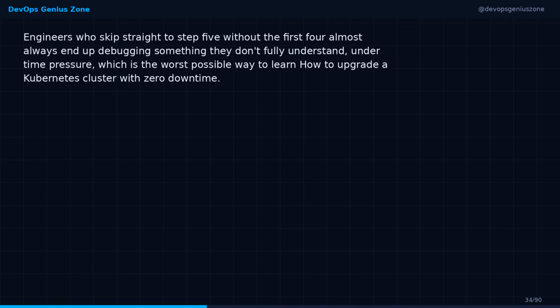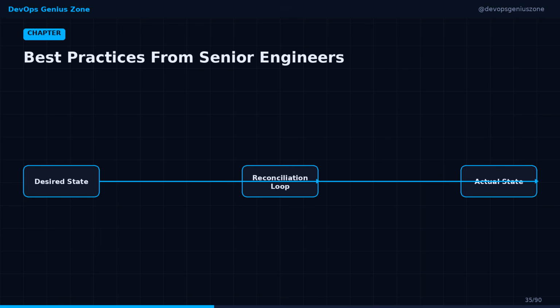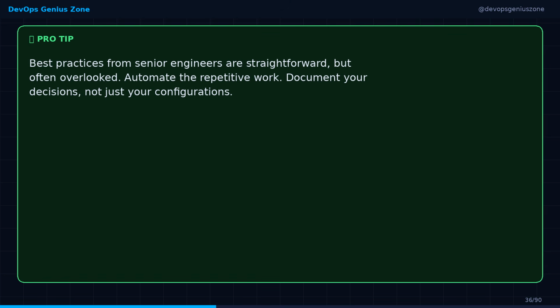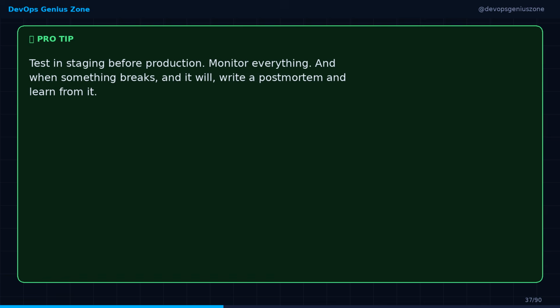Best practices from senior engineers are straightforward, but often overlooked. Automate the repetitive work. Document your decisions, not just your configurations. Test in staging before production. Monitor everything. And when something breaks, and it will, write a postmortem and learn from it. One of the most effective habits with how to upgrade a Kubernetes cluster with zero downtime is to always ask, can I undo this in under a minute? If the answer is no, you need a better rollback plan. I also recommend setting up a dedicated runbooks repository with step-by-step recovery procedures for how to upgrade a Kubernetes cluster with zero downtime specifically.